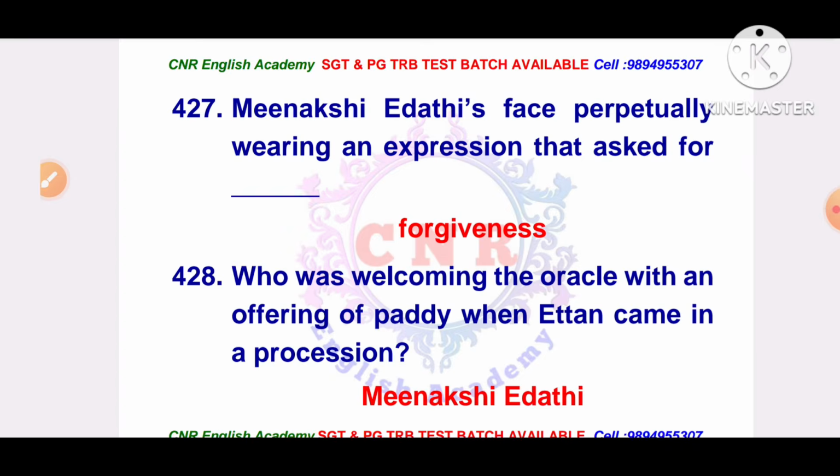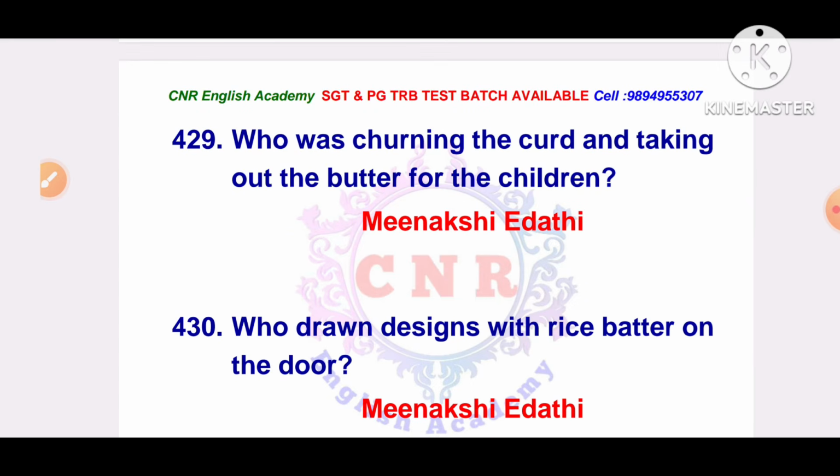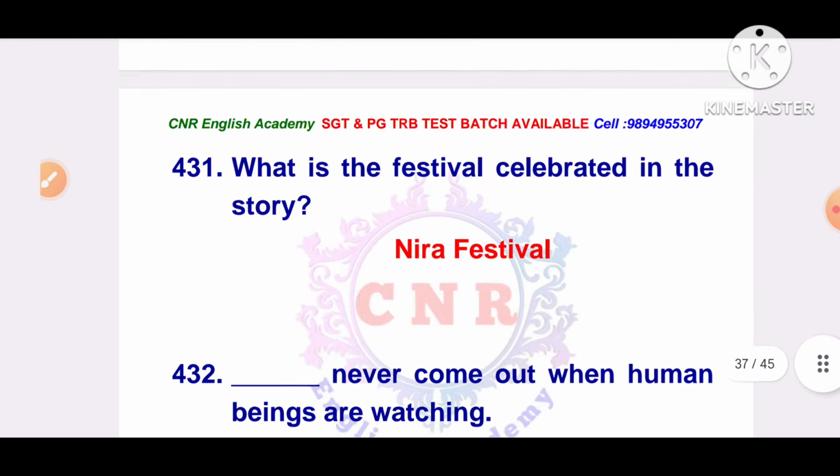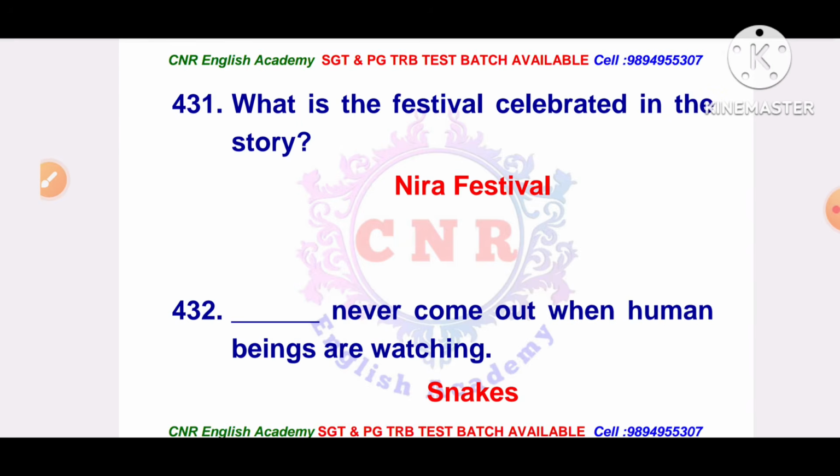Next one. Who was welcoming the oracle with an offering of paddy when Aiton came in a procession? Answer: Meenakshi Edathi. Next one. Who was churning the curd and taking out the butter for the children? Answer: Meenakshi Edathi. Next one. Who drew designs with rice batter on the door? Answer: Meenakshi Edathi. Next one. What is the festival celebrated in the story? Answer: Nira festival.